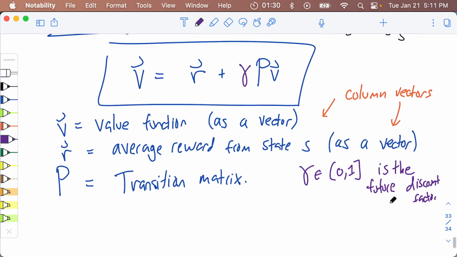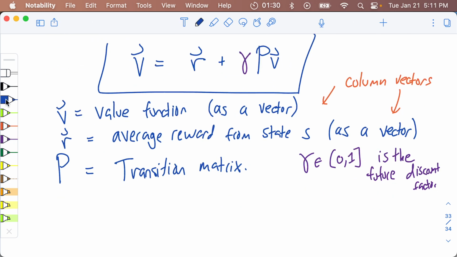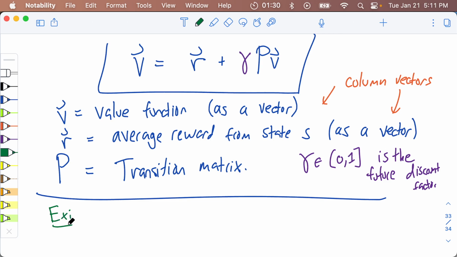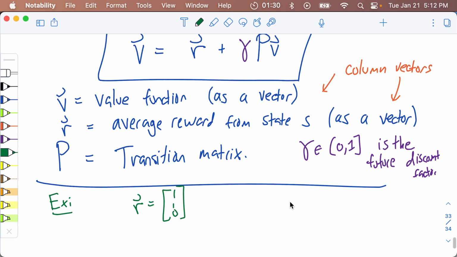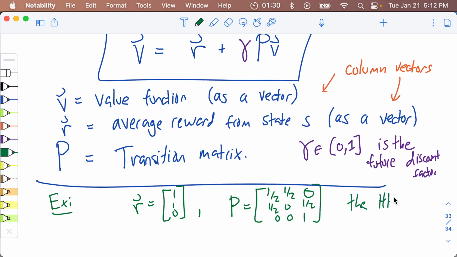Let's do our example again. In our coin flip example, what is the equation? This is what we already did. In that, R was equal to the vector 1, 1, 0. So from state 0 or from state 1, it's a 1. From state 2, it's a 0. These are the rewards, and in this case it's not just the average, it's non-random. The amount of reward you get is this. And we had P, which was this matrix: 1 half, 1 half, 0, 1 half, 0, 1 half, 0, 0, 1. This was the heads example.